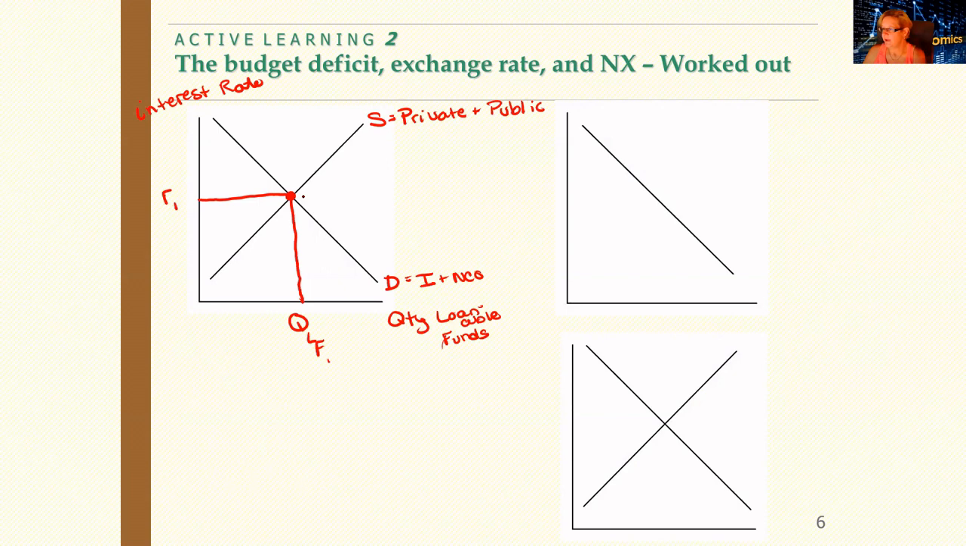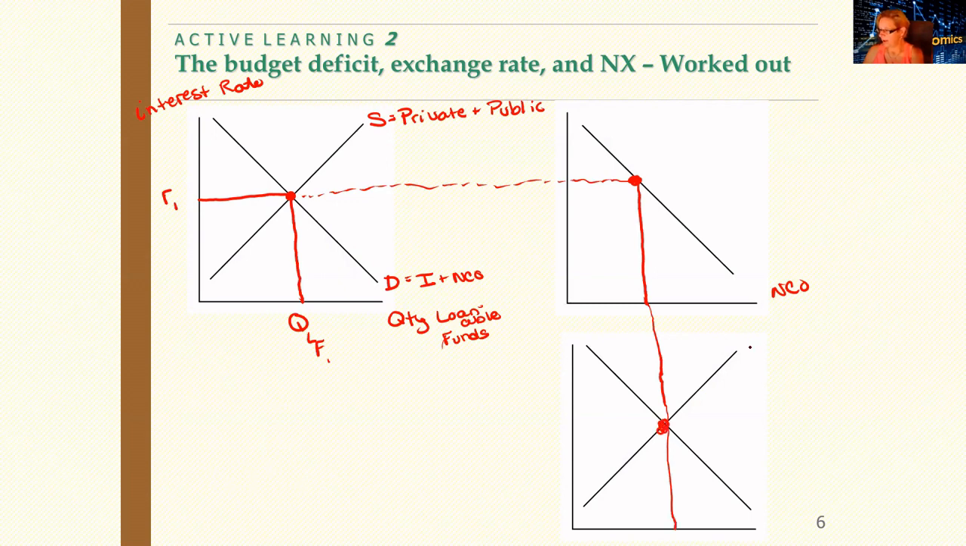We're going to follow this over to the second graph. This is net capital outflow. We're going to drop that down, and where we drop that down, we're going to follow it into this graph, right approximately here.